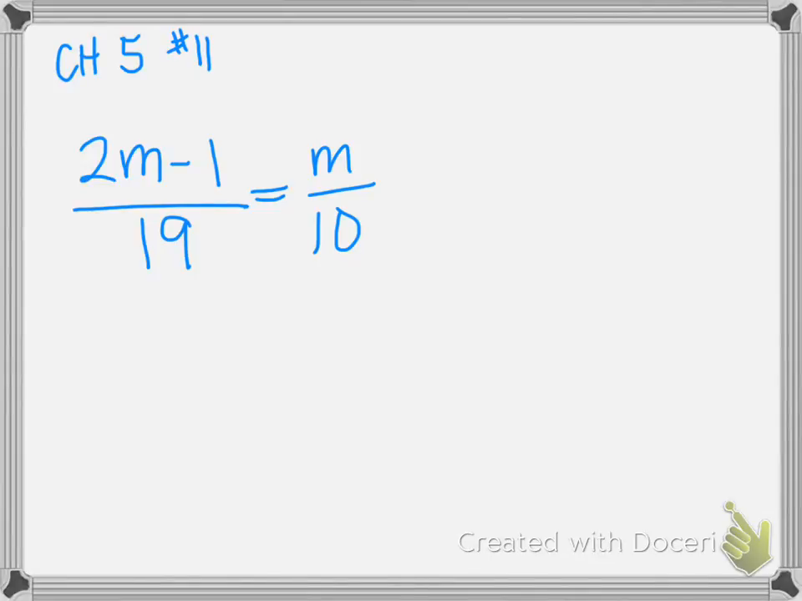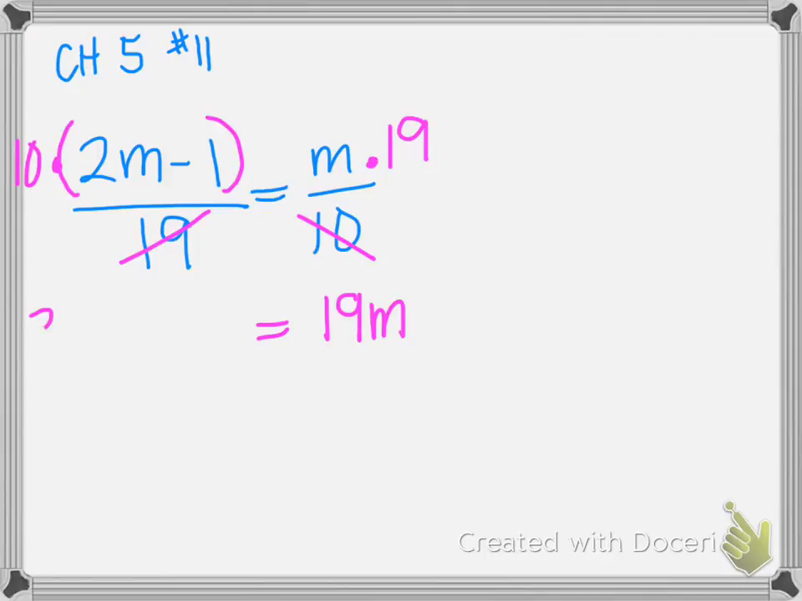So the first thing is, if this is being divided by 19, I'm going to multiply by 19, essentially like that. And if 10 is in division, I'm going to multiply the opposite side by 10. And some of you guys understand this as cross multiplying. So on the right side, I have 19m equals 10 is going to multiply to both of these, so 20m minus 10. And then we have something we can solve.